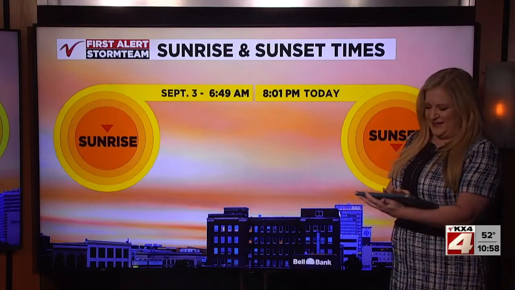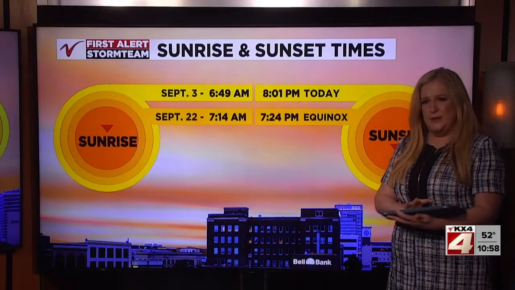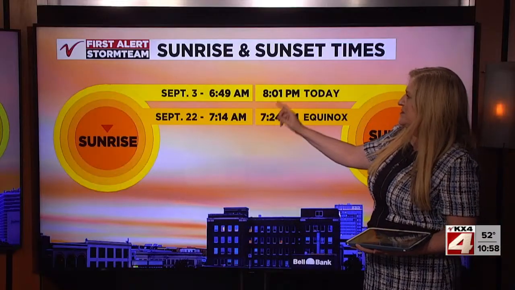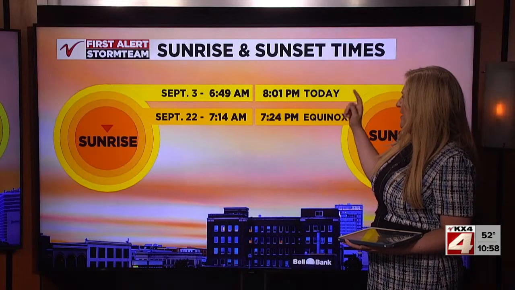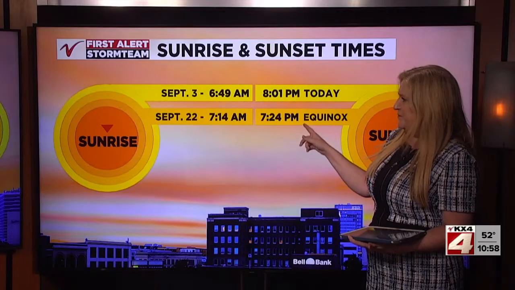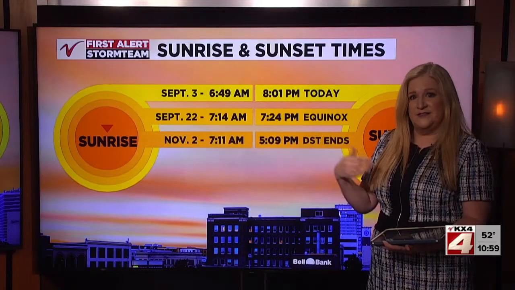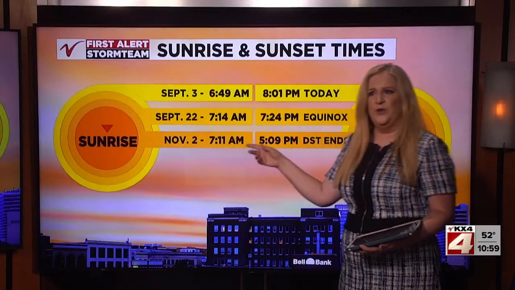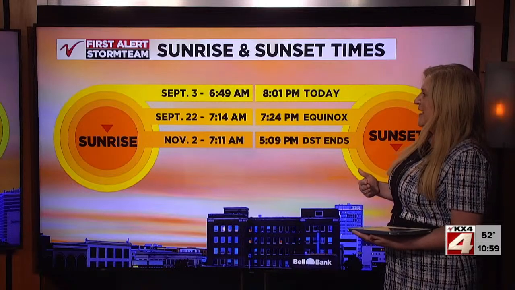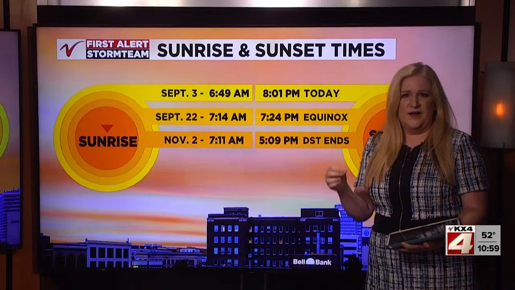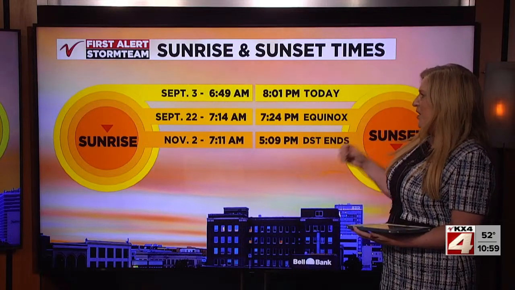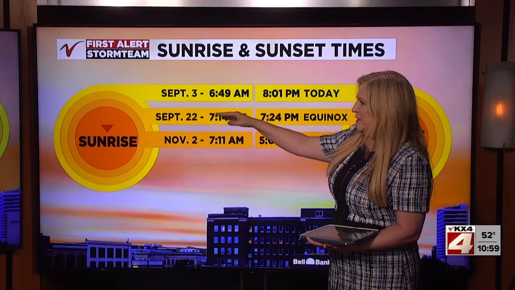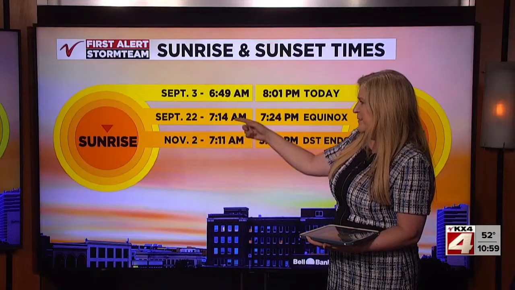So again, losing daylight. I know I hate to be the bearer of bad news, but it's good to be prepared for this. One thing to note, another date is, of course, the equinox. Sunrise will happen at 7:14 a.m. and then sunset about 7:24. And then don't forget that daylight saving time ends November 2nd. So about a month from now, we will fall back. And that means that our sunrises and sunsets will also fall back. So what does that mean? We're losing daylight still heading into September, October, and then early November.